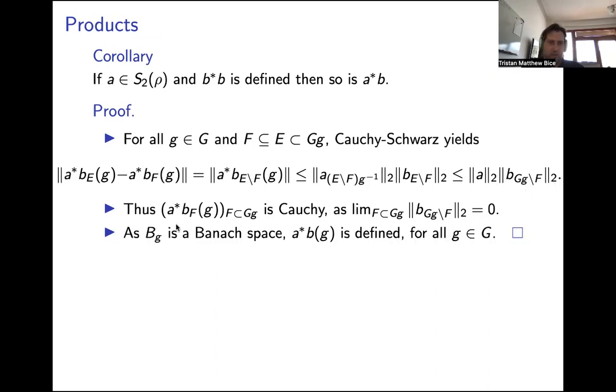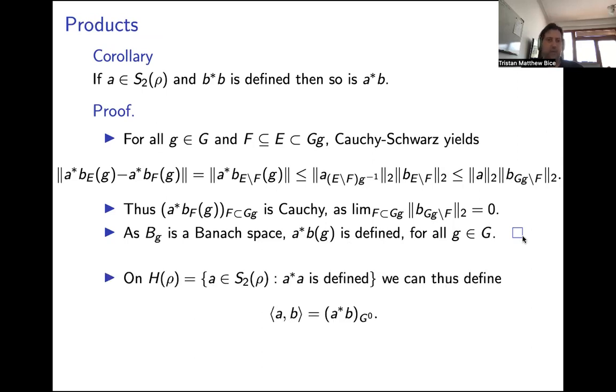Okay, so this tells us this is a Cauchy net, so therefore as BG is a Banach space in this particular fiber, this shows that this A star B of G, the finite sums defining that really do converge, and therefore this is actually defined at G. And as G was arbitrary, well, it's defined everywhere. So that's just saying A star B itself is a well-defined section. Okay. So that's going to help us a little bit.